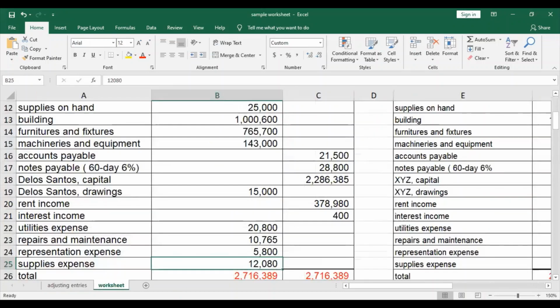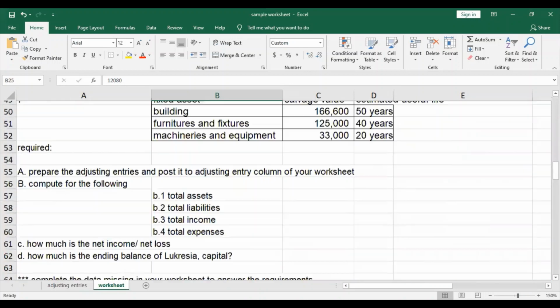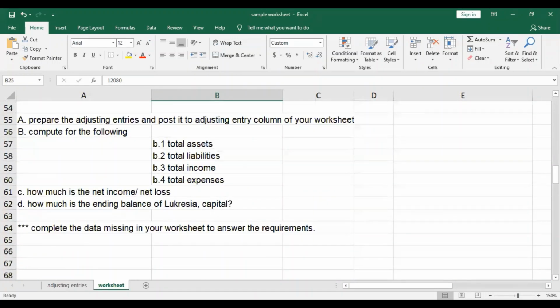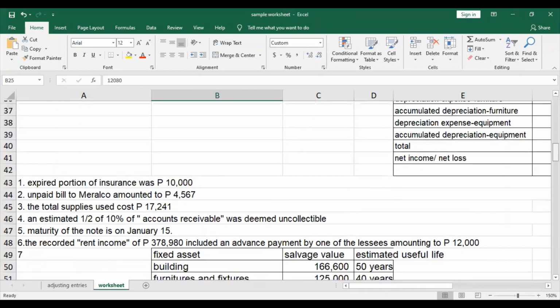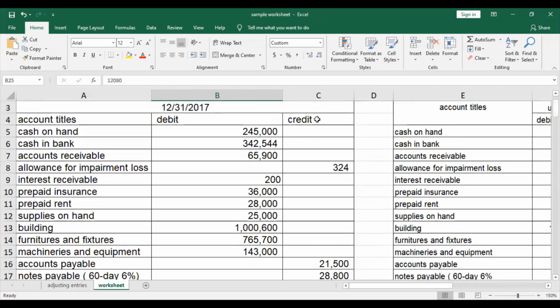For the next adjustments, number 4, an estimated 1/2 of 10% of accounts receivable was deemed to be uncollectible. So 1/2 of 10% is 5%. So 5% of your accounts receivable is deemed to be uncollectible. Let us go back to our unadjusted trial balance. Look for the value of accounts receivable. That is 65,900. So 65,900 times 5%.